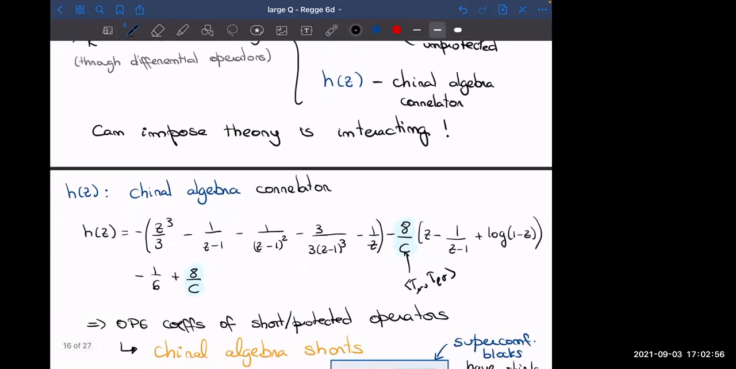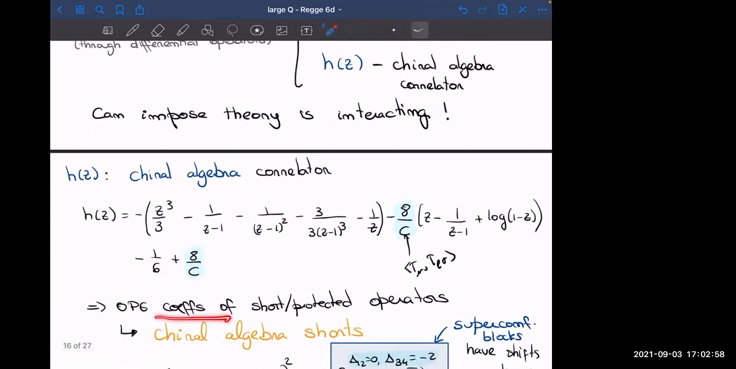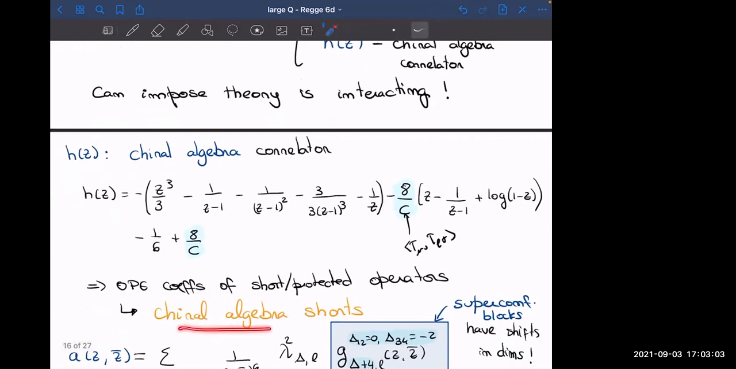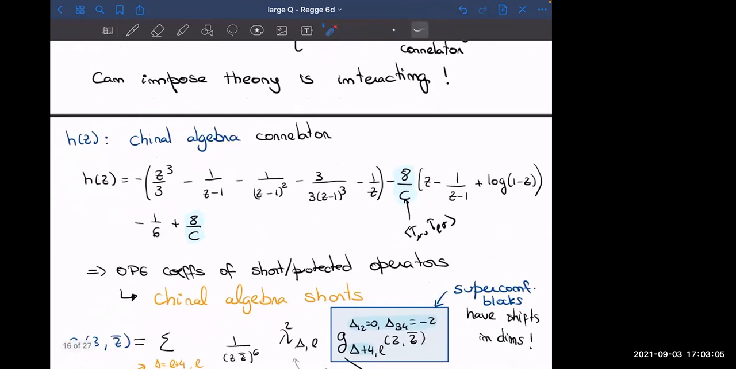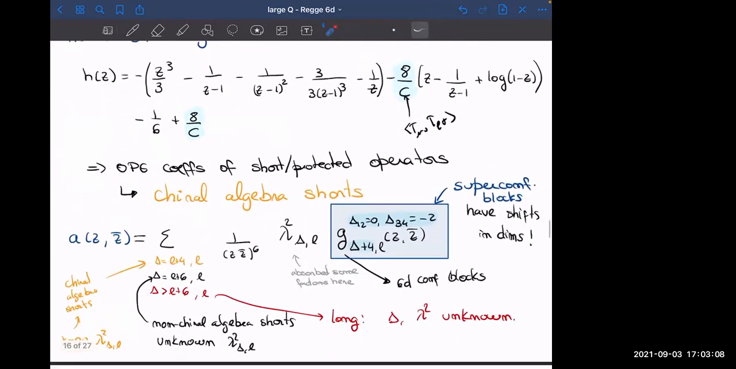And from this, and decomposing it in blocks, you get the OPE coefficients of all these protected chiral algebra operators. And I will call them chiral algebra shorts in orange. And then A receives contributions not only from these guys that we know, but it also receives contributions from some shorts. They're operators that are protected in dimension, but whose OPE coefficients are not known. And then from long operators that can have any dimension above unitarity. And then we don't know either their dimensions or their OPE coefficients.